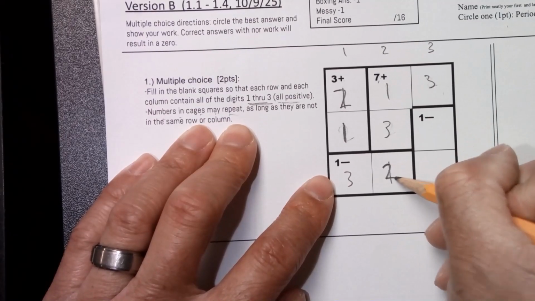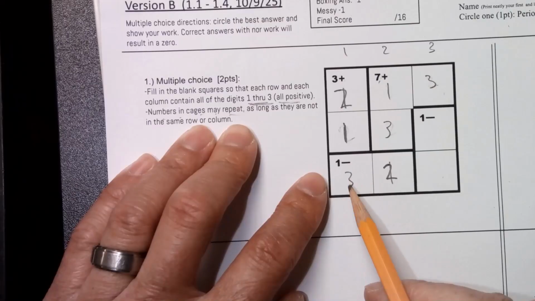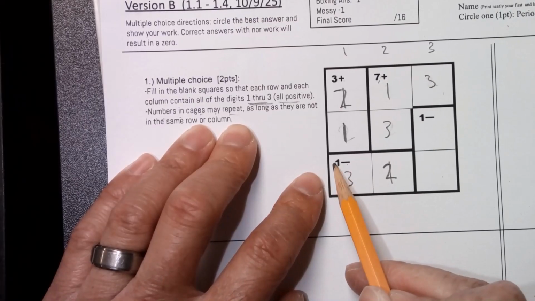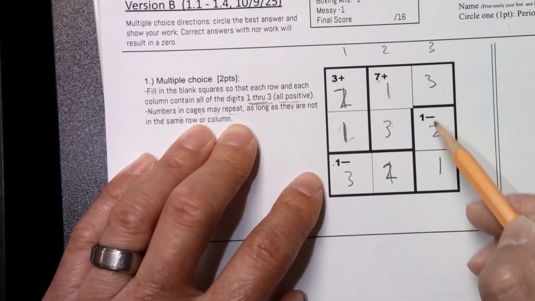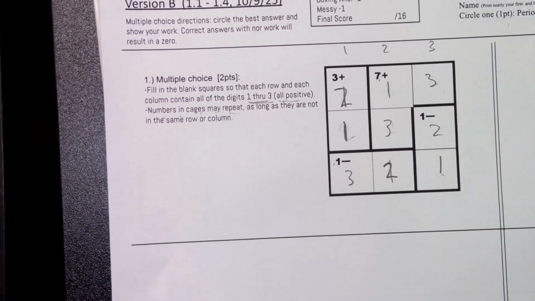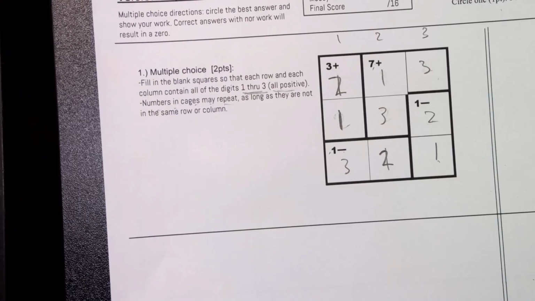2. 3 minus 2 equals 1. I'm missing the number 1. I'm missing the number 2. 2 minus 1 equals 1. So that one works. So it's okay if you make mistakes like I did with your eraser.